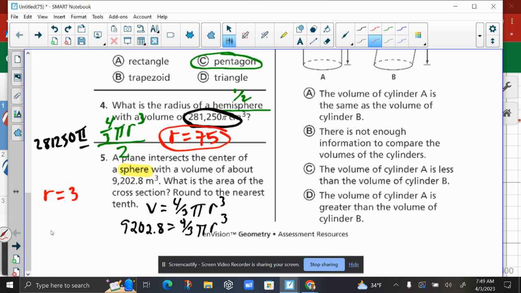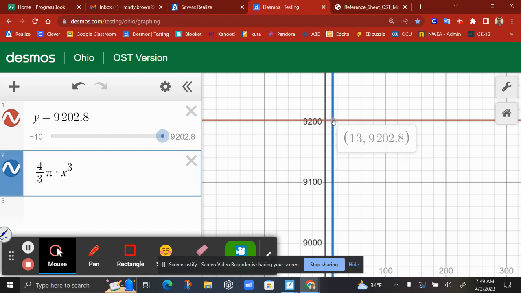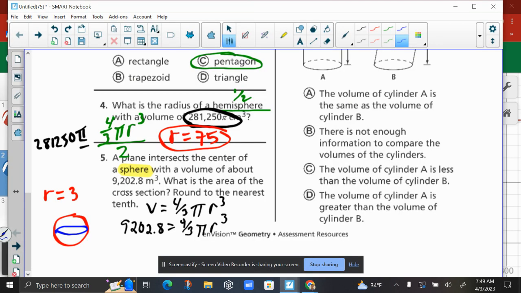It's asking, what is the area of the cross section? Well, if we have a sphere and we want a cross section of the sphere and we cut it, it's going to be a circle. So basically they're saying, what is the area of the circle? So back to Desmos. Sorry, I put 3. It should have been 13. I was saying that looked weird. So this should be 13, not 3.